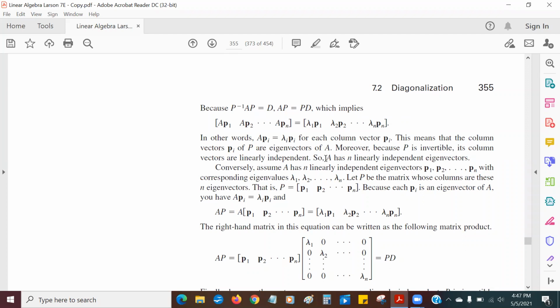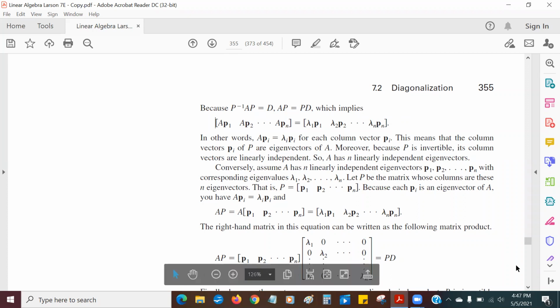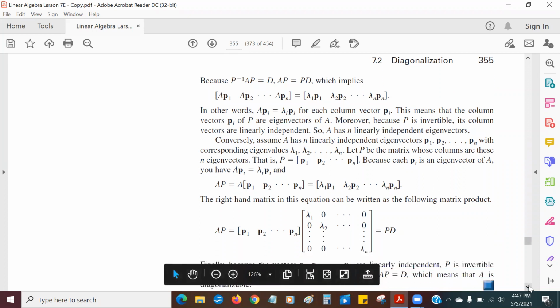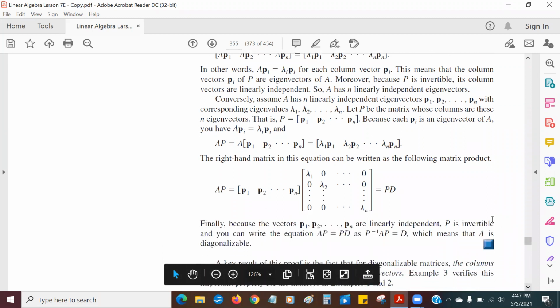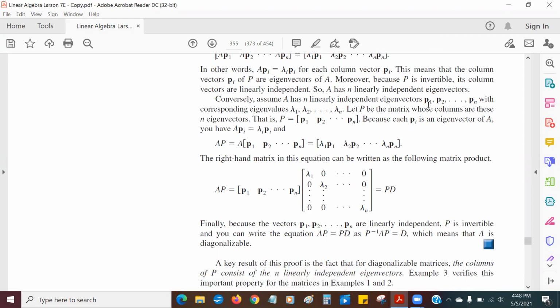Now let's do the other direction, the converse. Converse means the flip side, the other way. Assume that A has n linearly independent eigenvectors. The converse is really going to be kind of the same as the original thing. We're just going to do everything backwards. So we're going to assume that A has n linearly independent eigenvectors, and we're going to call them, very conveniently, P1, P2, Pn. And they're going to have eigenvalues lambda 1, lambda 2, lambda n.